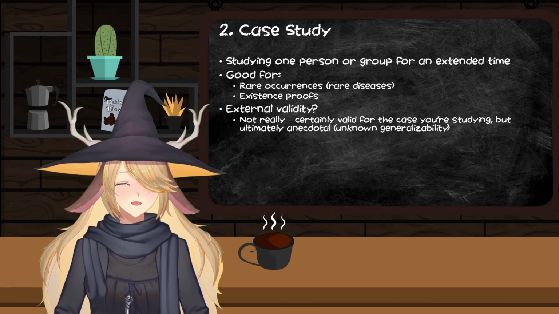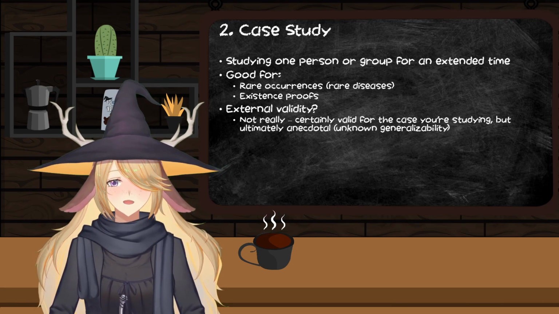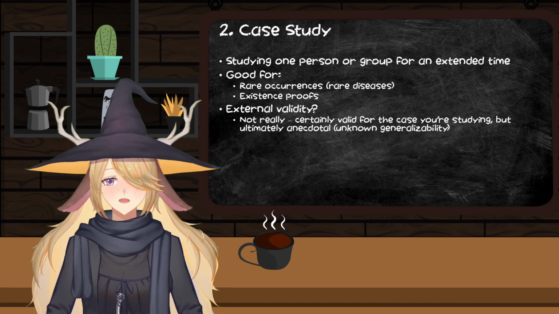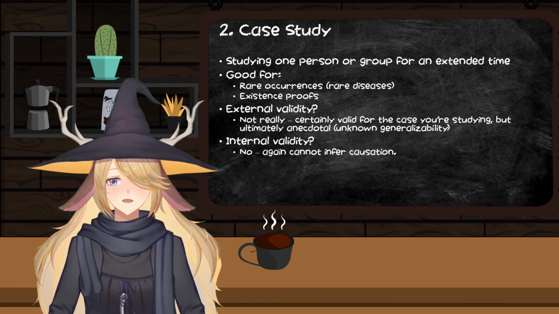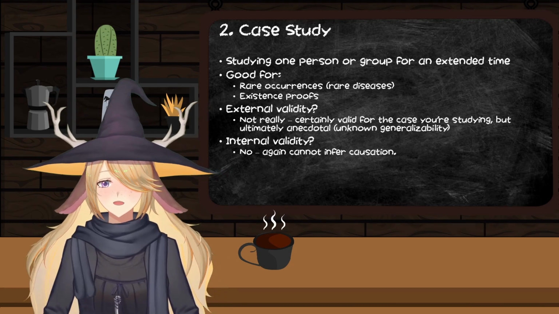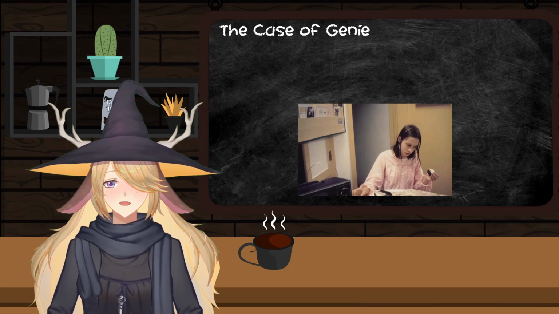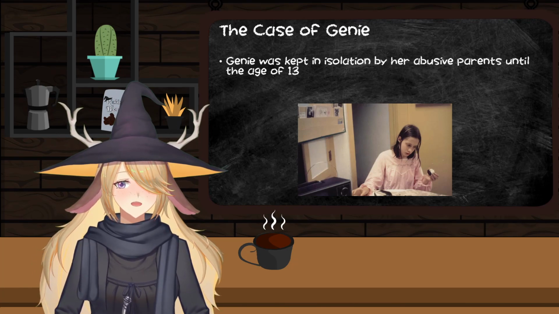But is there external validity? Not really, because these tend to be very rare, and so it's hard to know whether there's really any generalizability at all. Is there internal validity? No, because you can't infer causation. So why would you even do this, right? Well, I want to introduce you to Genie.